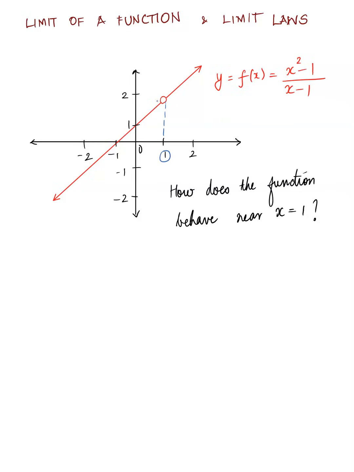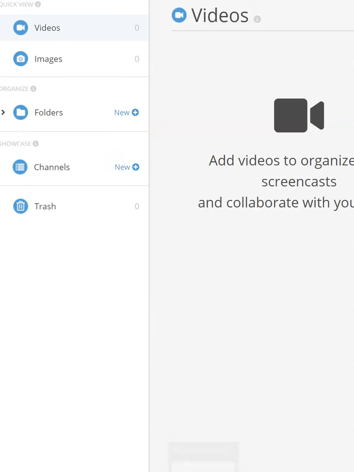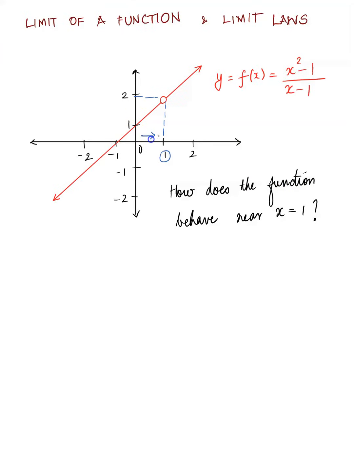So if you did not have the hole, what value does this approach then? We see that it approaches the value 2. Okay, it should be exactly 2, and slightly off. So as we approach x equals 1 here, down here, we see that it approaches the value 2, which is your y. Okay, because that is your f of x, because y equals f of x.